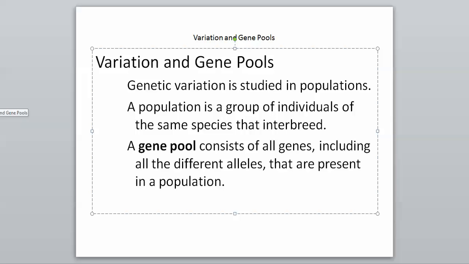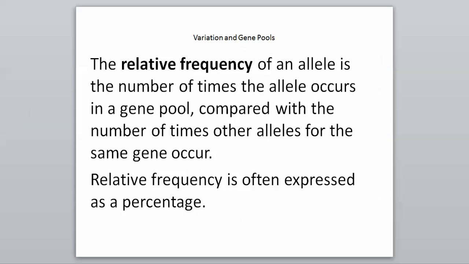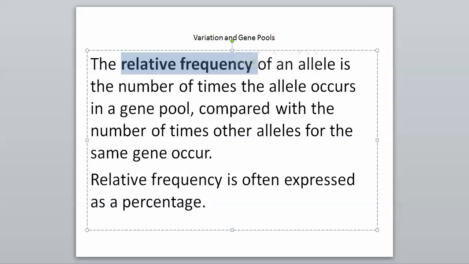And within our gene pool, in order to break it down, we have what's called the relative frequency. This is another really important word you're going to need to know. The relative frequency of an allele is the number of times that the allele occurs inside of a gene pool compared with the number of times other alleles for that same gene occur. So it's basically how many times big A appears compared to little a, if we're talking about a very simple allele combination. So it's how many times the allele for tall and the allele for short appear inside of a population, and it can often be expressed as a percentage.